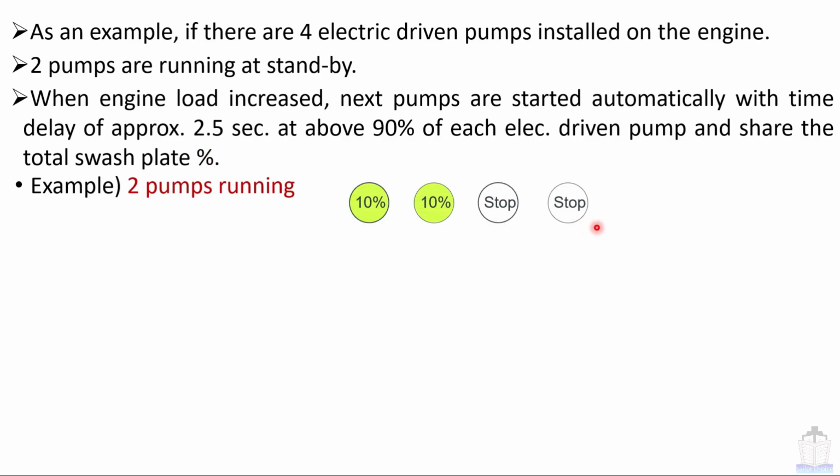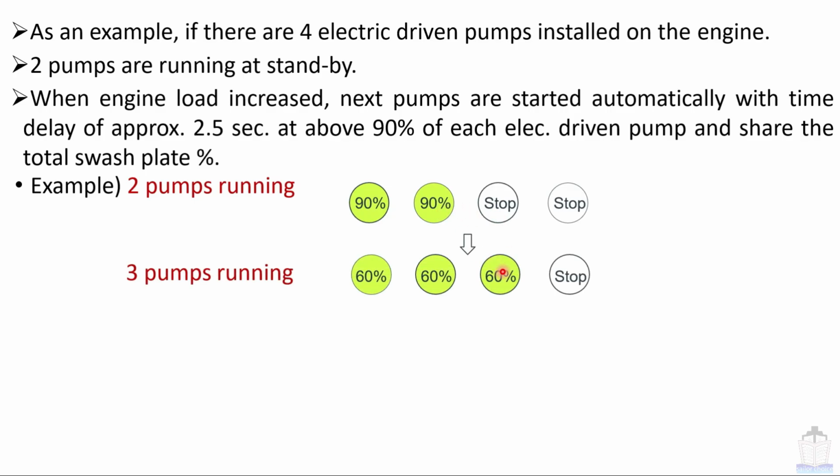Suppose there are 4 pumps. When you put the engine on standby, then 2 pumps will run at about 10% load. And when the engine load increases and it reaches above 90% load, then the third pump will start automatically and all 3 pumps will now share the equal percentage of swash plate angle. So in the earlier case it was a total of 180%.